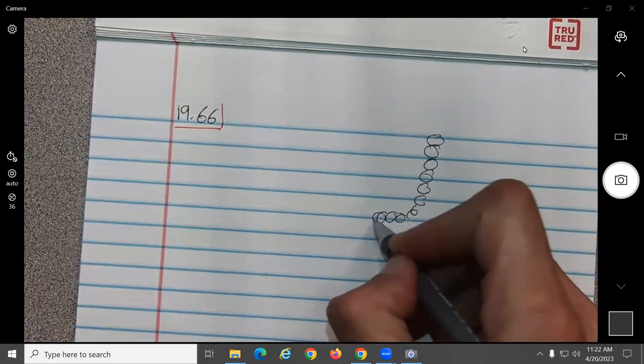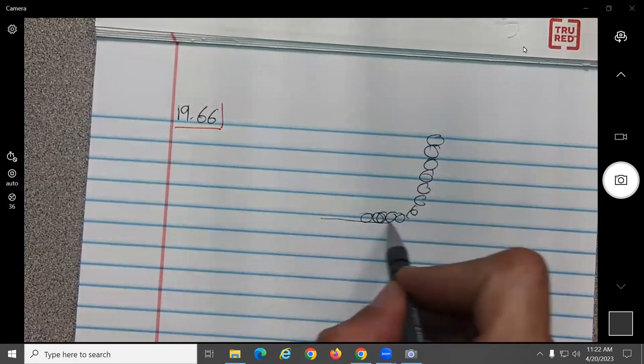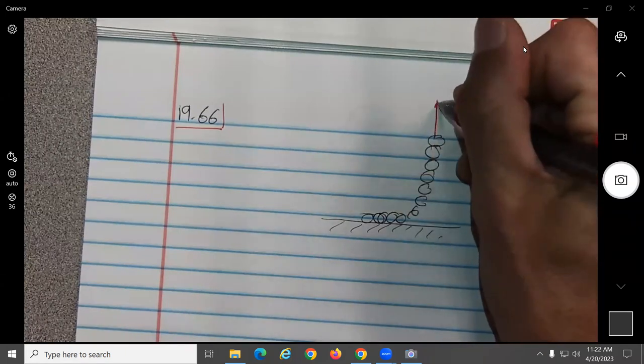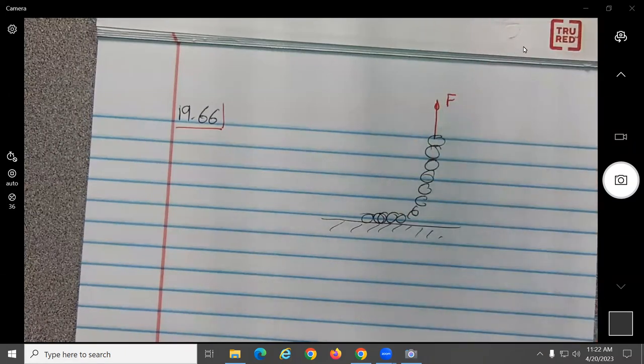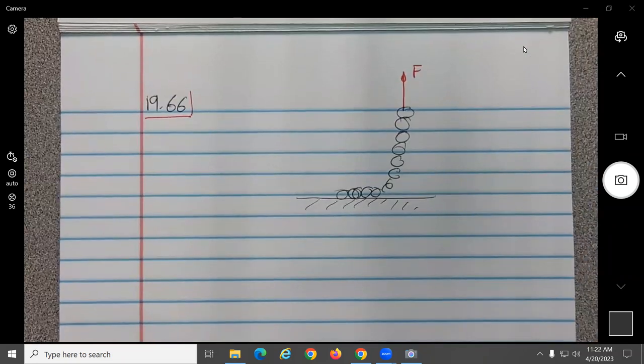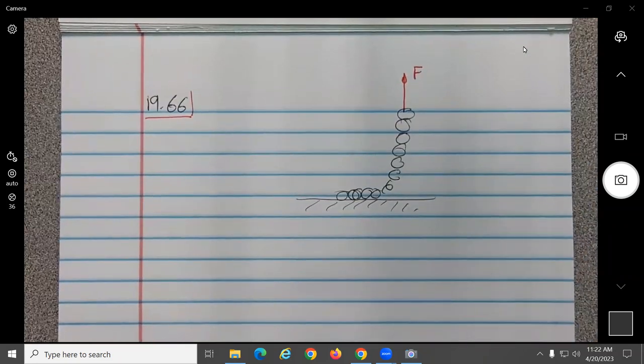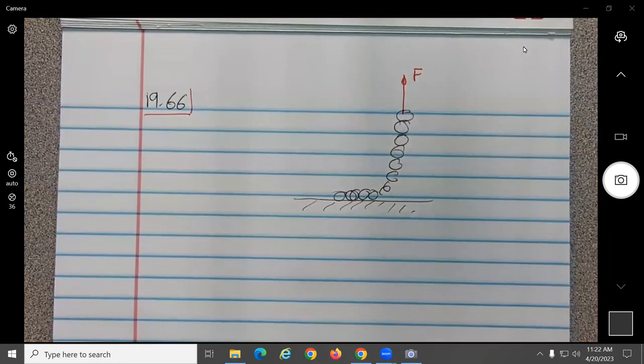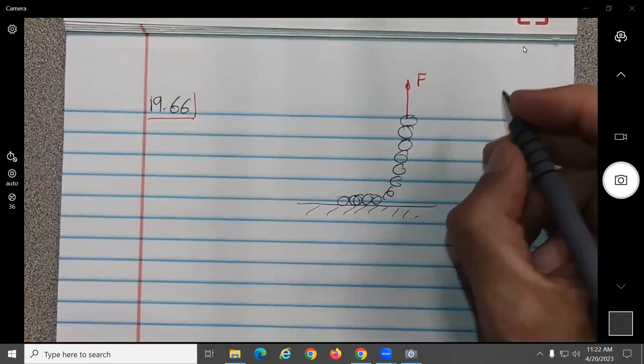that they lift from the ground, from the surface, with a force F. Sorry for that. So yes, right. So basically, this is the problem: the chain with the force F, and then they give you the weights.